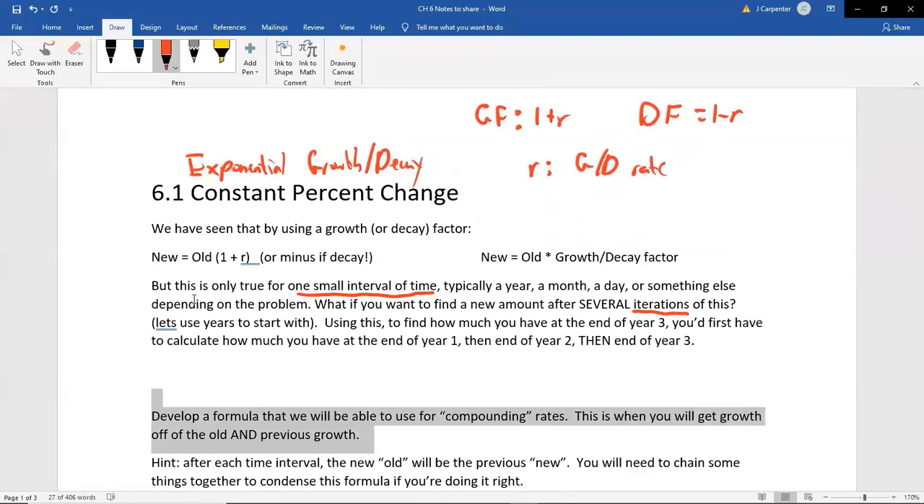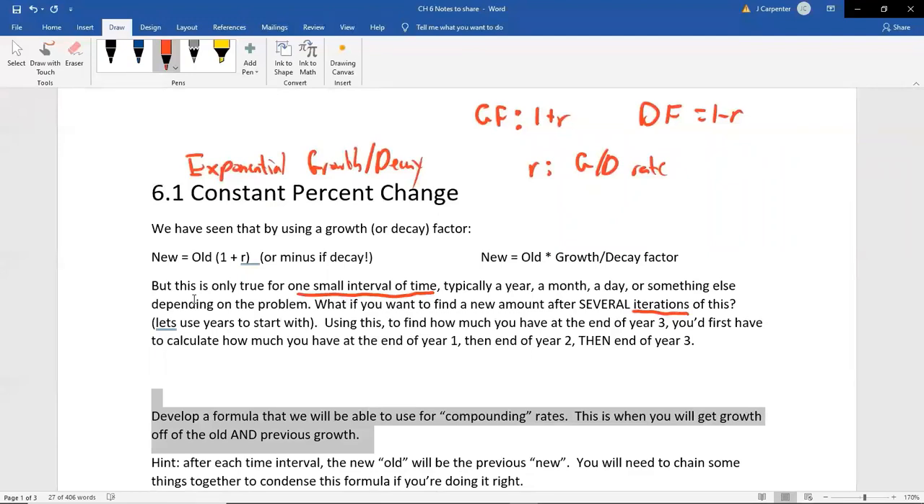$10.32. That interest amount kept going up because when you take that interest and add it onto the balance, your balance is bigger. Your interest is a product of the balance. So if your balance goes up, your interest goes up, and it causes this idea of compounding. You're getting money on money. It's when you get growth off of the old and the interest, interest being previous growth.